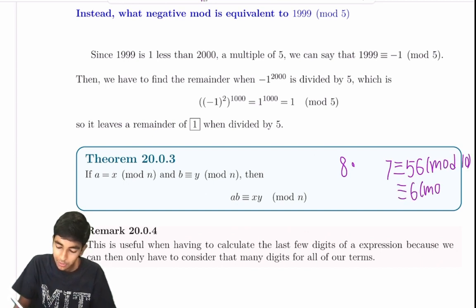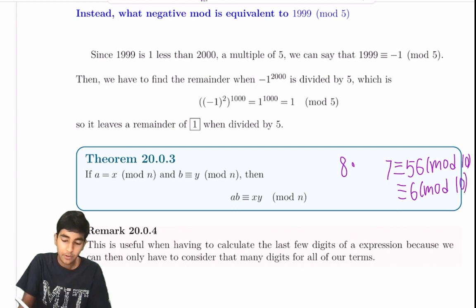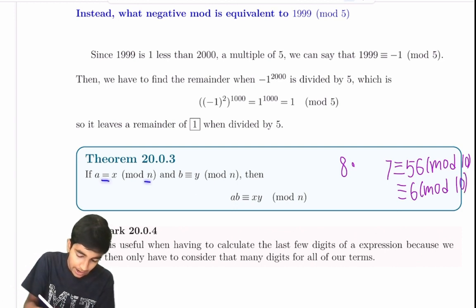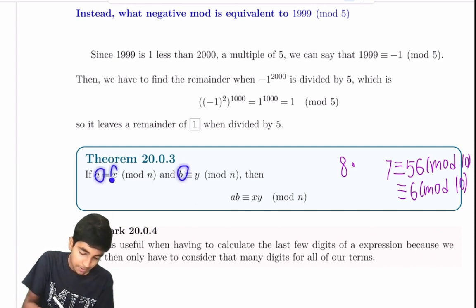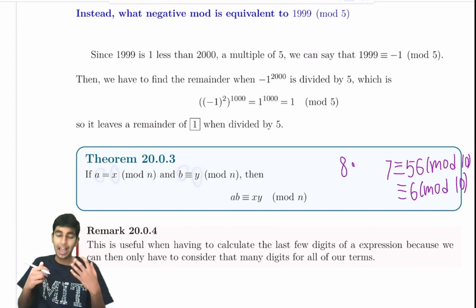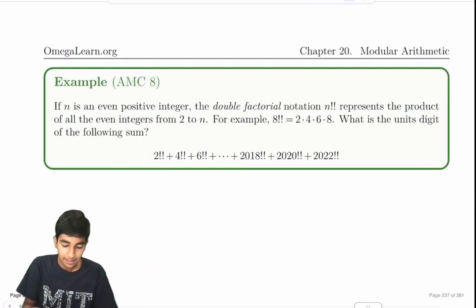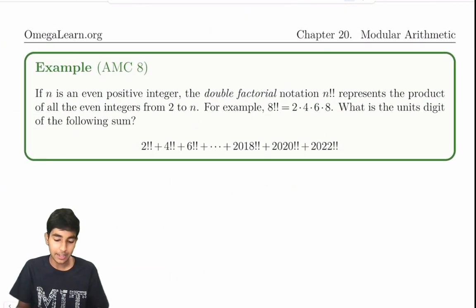So this works for more than just 10. Whenever we have, let's say, a equals x mod n and b equals y mod n, the product of a and b is the same as the product of x and y mod n. Let's view an example that uses this property.